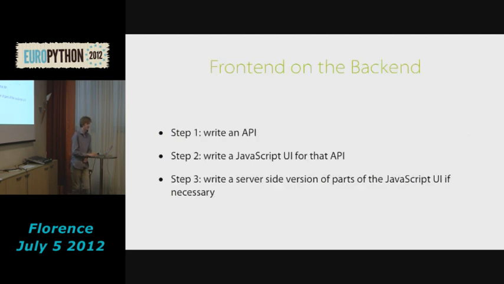And so this is how you do it. You write an API first, then you write a JavaScript UI for your API. And then if you, for some reason, can't deal with the fact that you just have written a JavaScript API, you make a server-side version of the parts of the JavaScript UI that are necessary.